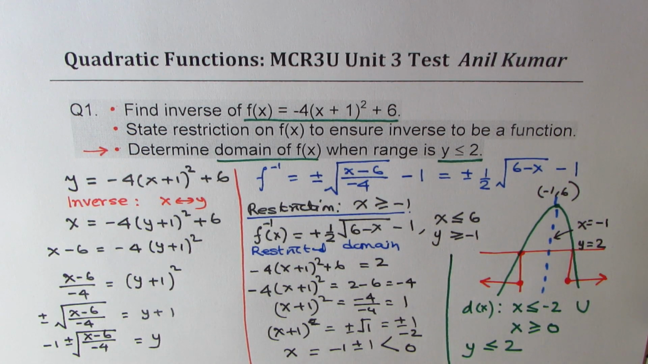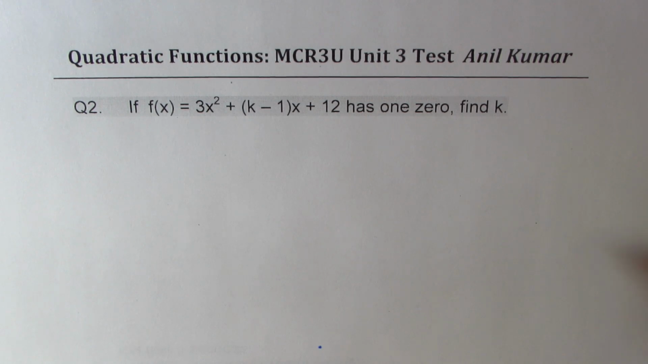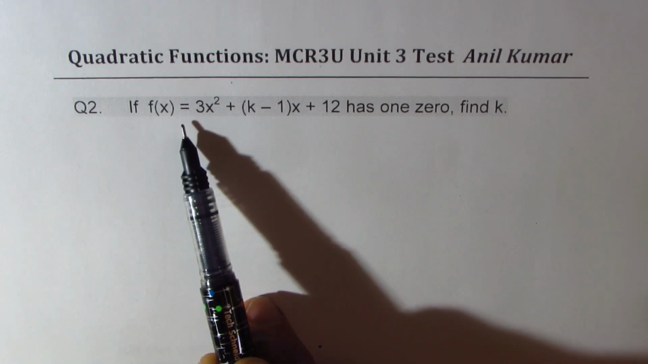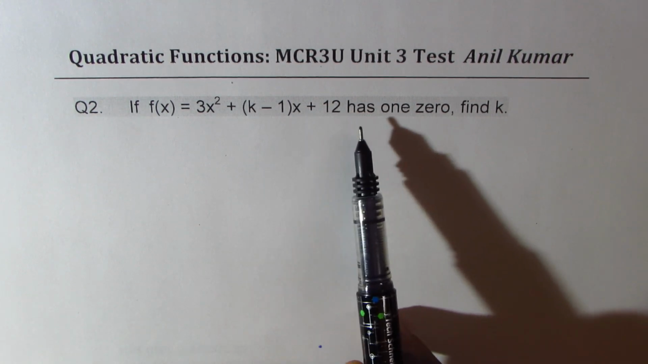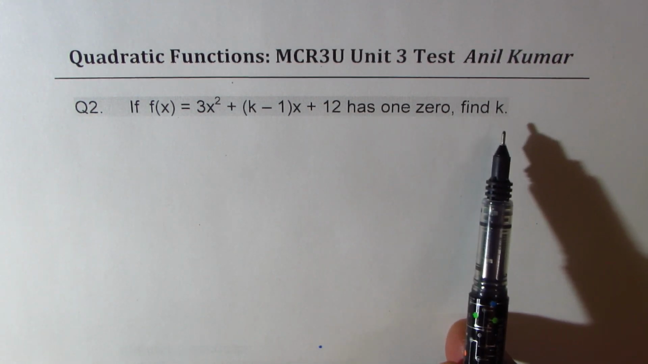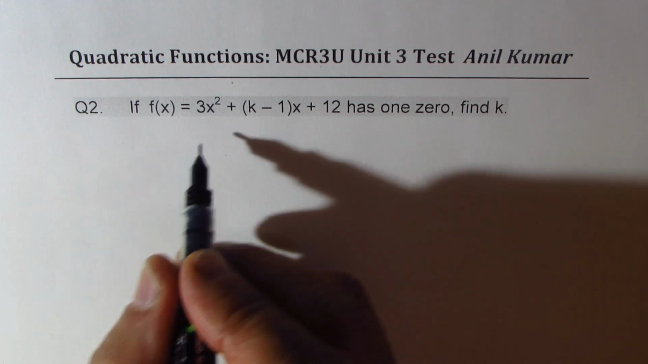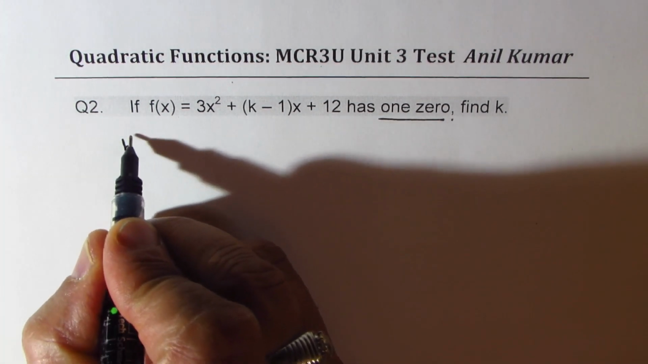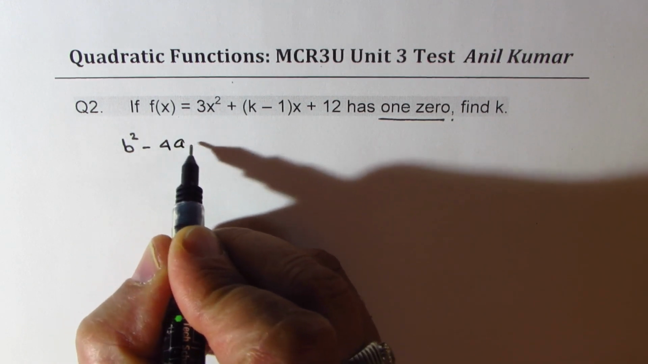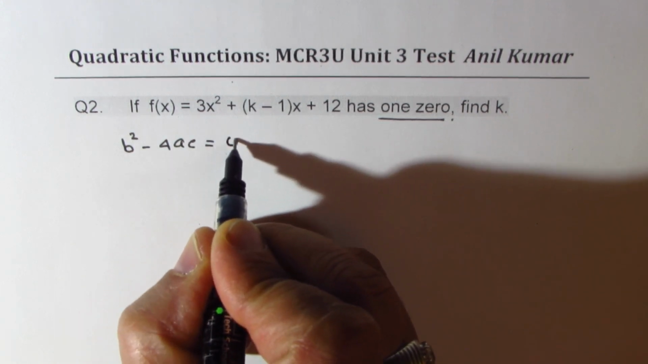Now let's move on and take the second question. Question number 2 is, if f of x equals 3x squared plus (k minus 1)x plus 12 has one zero, find k. Now for any quadratic equation to have only one zero, b squared minus 4ac should be equal to 0, right?